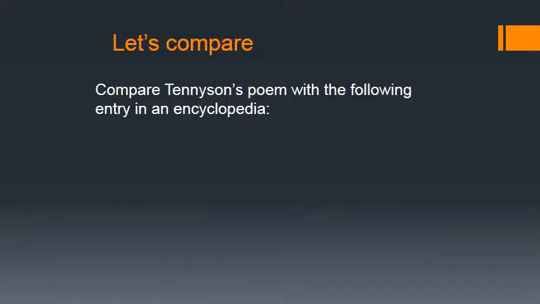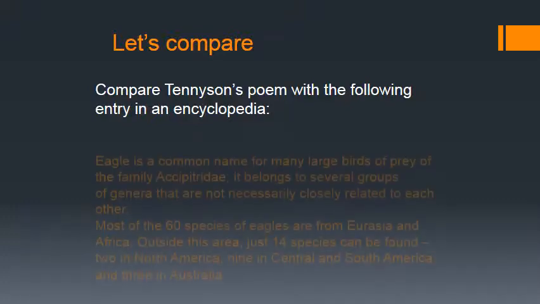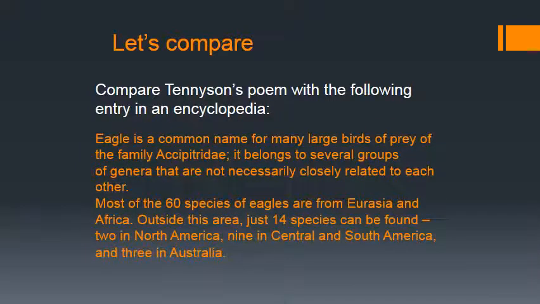Now let's compare Tennyson's poem The Eagle with the following entry in an encyclopedia also about an eagle. So you can see here that although the poem and the entry in the encyclopedia talk about the same bird, the eagle, the sense that they produce are very different, right? As you can see here, the definition of eagle in the encyclopedia doesn't involve any feeling, doesn't involve human experience. It is what differentiates a poem.